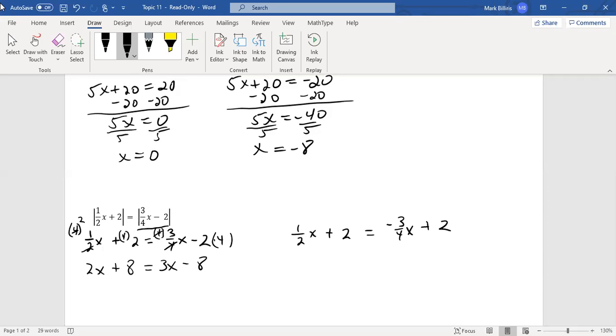Again, I'm solving for x, so I'm going to move the x's to the left-hand side and the constants to the right. So 2x minus 3x is negative 1x. And negative 8 minus 8 is negative 16. So I divide both sides by negative 1. So x would equal positive 16. That's one solution. So I'm going to do the same for the other.